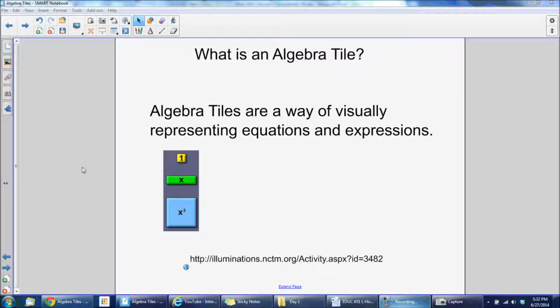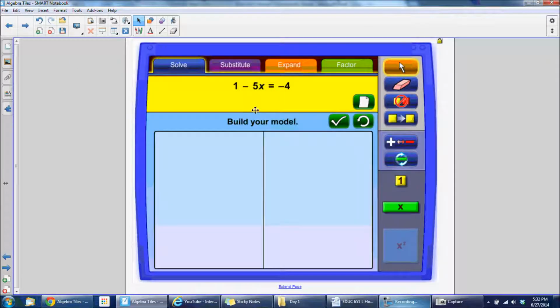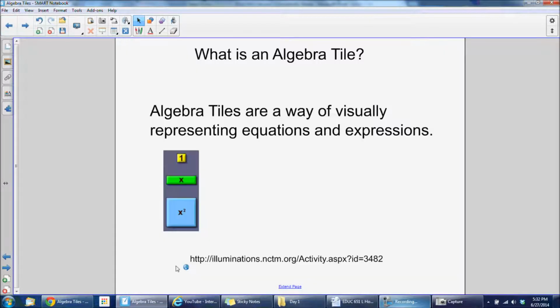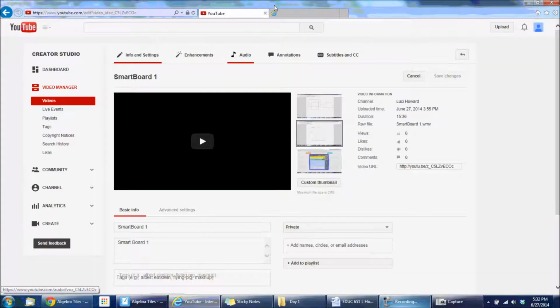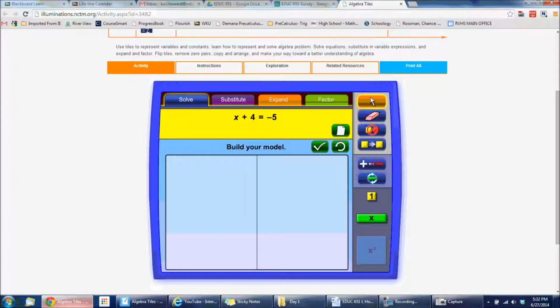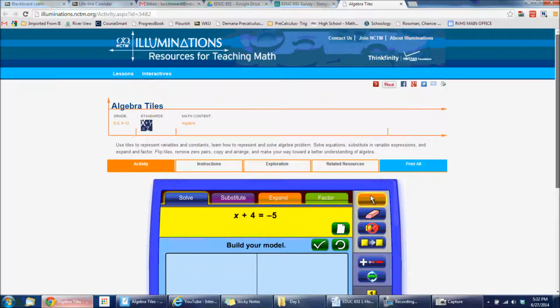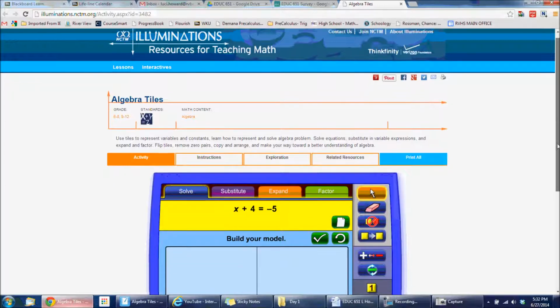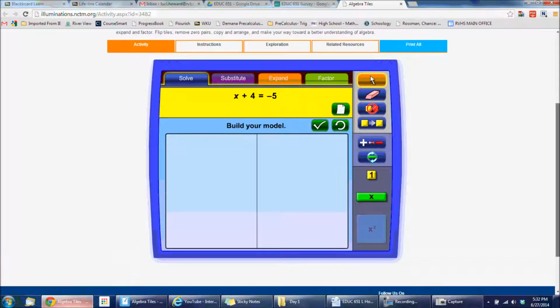And what we're going to look at is a series of problems. Oh, I forgot already. And the link, I'll post the link on Blackboard. But the series of problems, this is Illuminations. It's a resource for teaching math. It's partnered up with NCTM. Verizon helps put it out there.